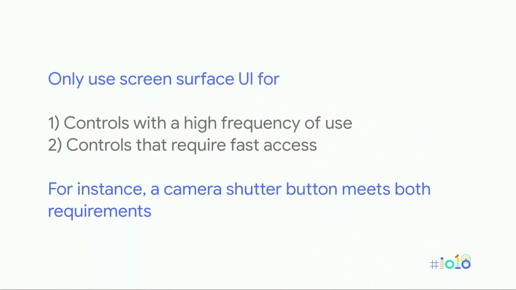Our recommendation is that you only really leverage on-screen surface UI for controls that have a very high frequency of use, or controls that require very fast access. A camera shutter button is the perfect example of something that hits both criteria, where in a camera you're obviously taking lots of pictures, and also you want to take pictures very quickly. But imagine you're playing a game and there's some ability to fire. That would be a good candidate for an on-screen control, because you're both hitting that button a lot, and also you need to get to that button very quickly.